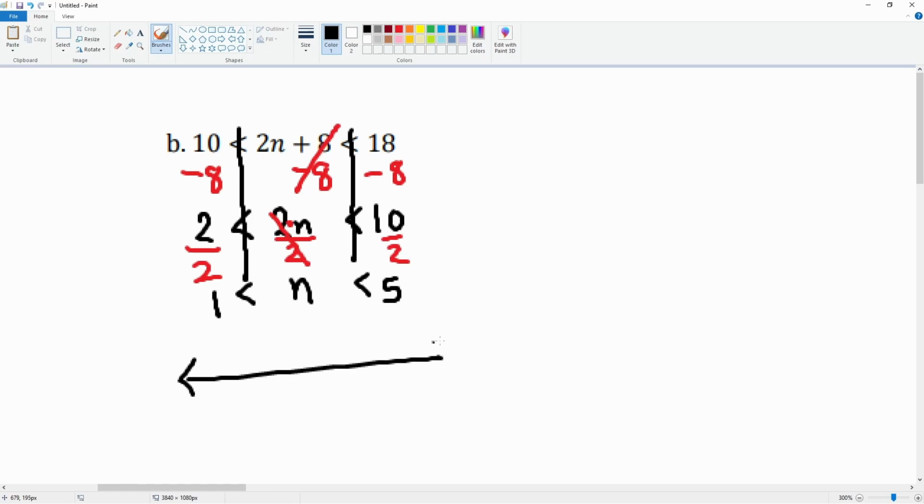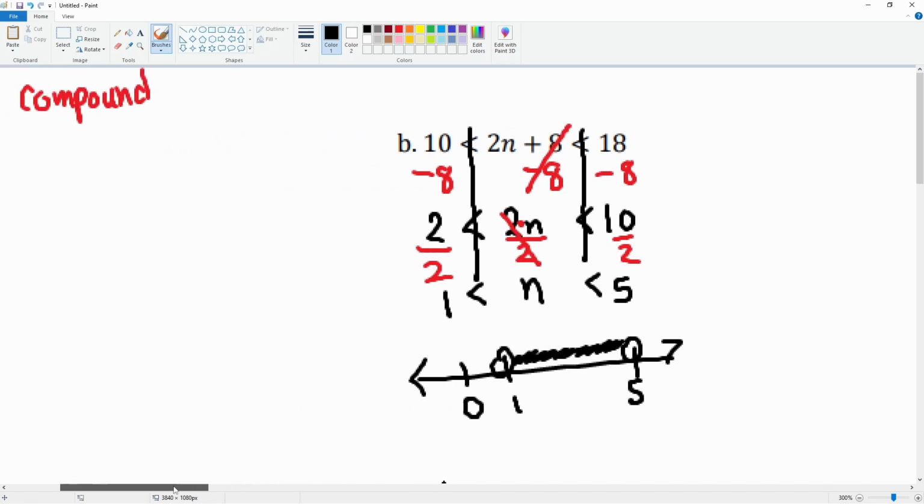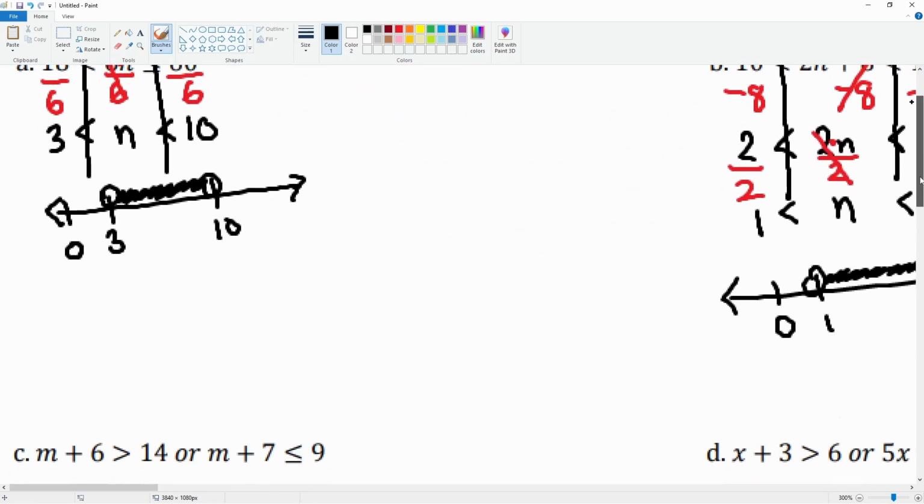If I graph it, here's 0, here's 1, here is 5. It's an open circle on 1 and 5. n is greater than 1, so we go to the right, but n is less than 5. See how it still makes a bar? Now, let's take a look at C and D.